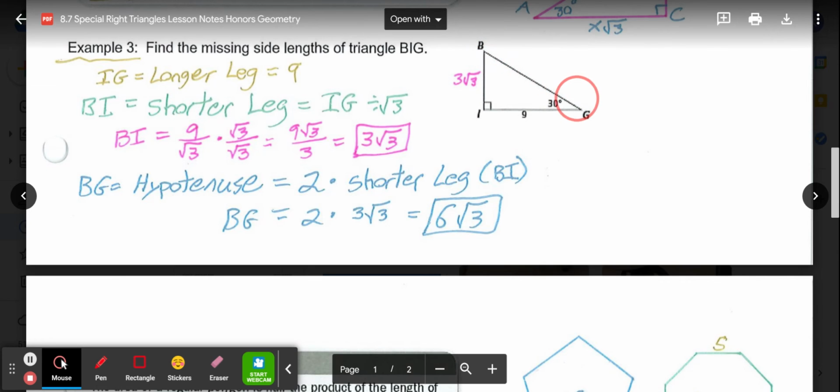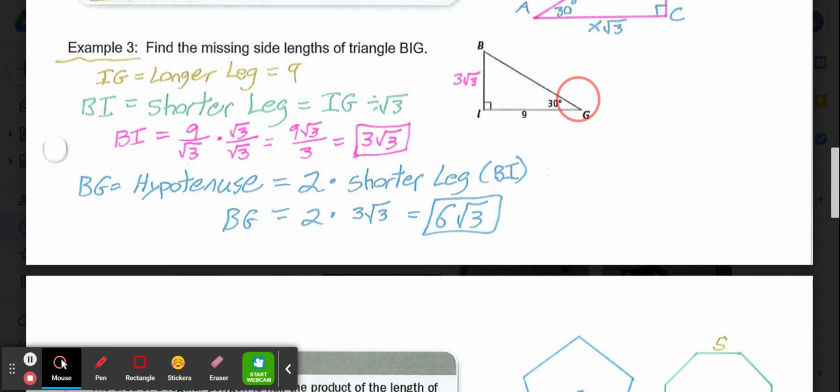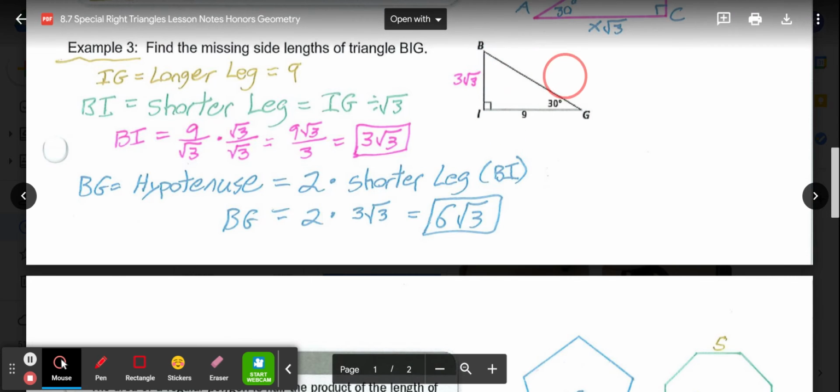Now we need to find BG, the hypotenuse. Well, now that we have the shorter leg, that's really easy because the hypotenuse is simply 2 multiplied by the shorter leg. So 2 times 3 square roots of 3 simply gives us 6 square roots of 3 for side BG's length.